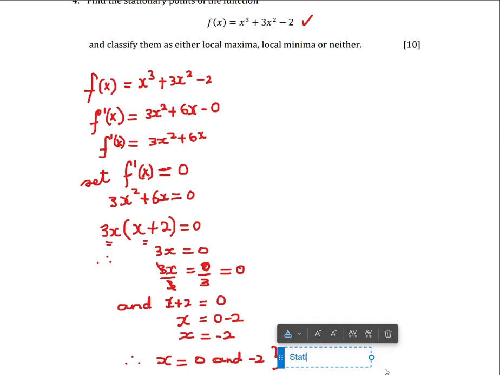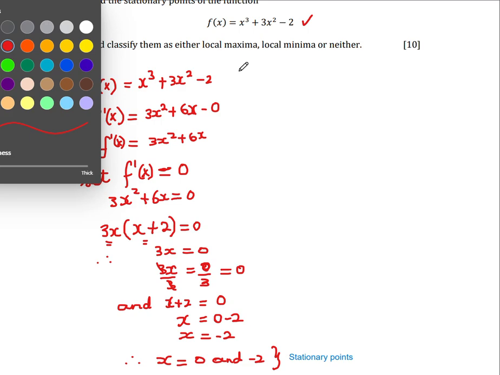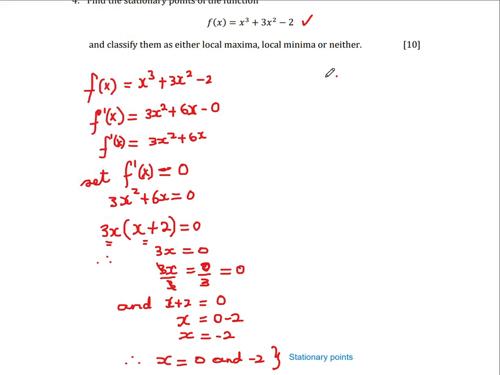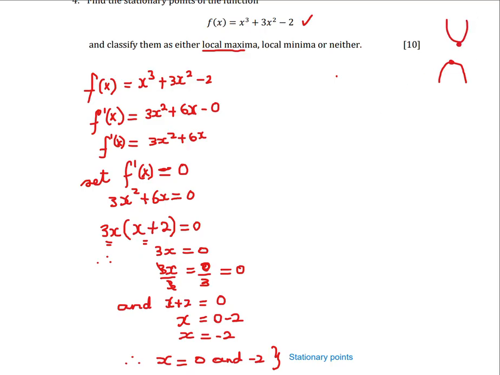So these are the stationary points. And having found the stationary points, the next thing that we're going to do is classify them as either a local maxima, which is when the function looks like this, or a local minima, which is when the function looks like this. All right, so let's go ahead and do that.